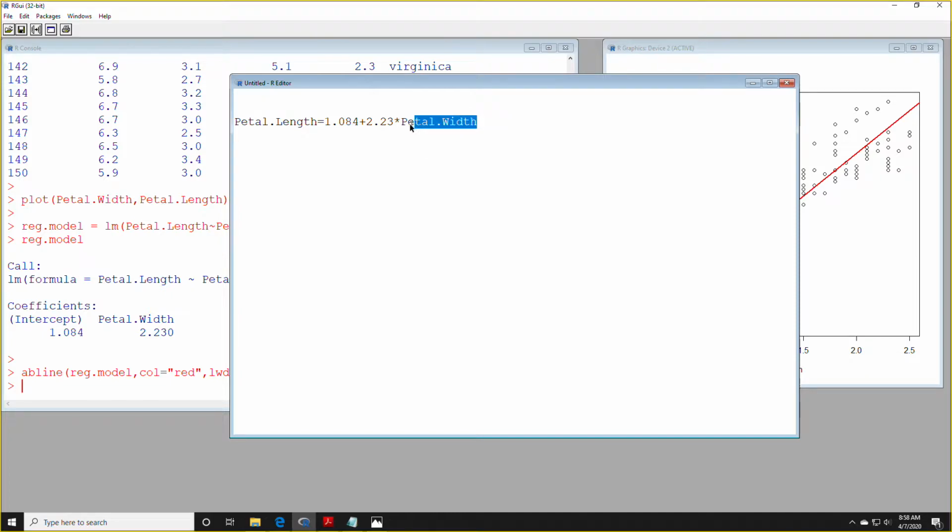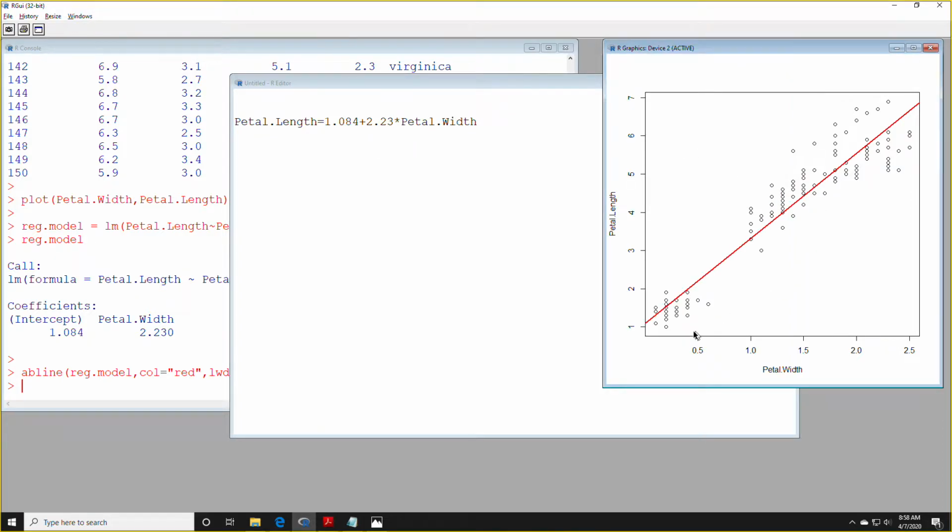So whenever x goes up by 1, y goes up by beta 1 hat, which is 2.23, right? So whenever we go from, say, 0.5 to 1.5, we should go up by about 2, right? So 0.5 was about 2, so just automatically I should know that the value here should be about 4, right? And we look, and there it is, right? The slope is about 2, a little over 2. So whenever I go up by 1 on petal width, petal length goes up by 2.